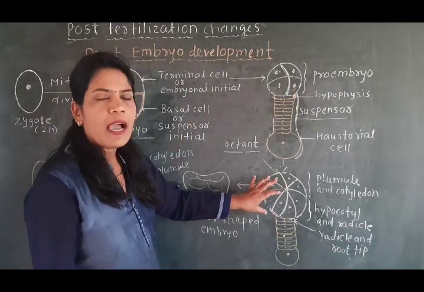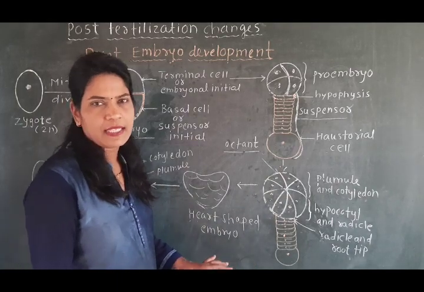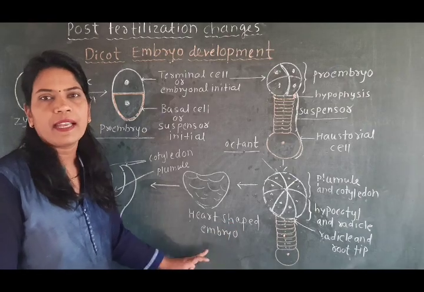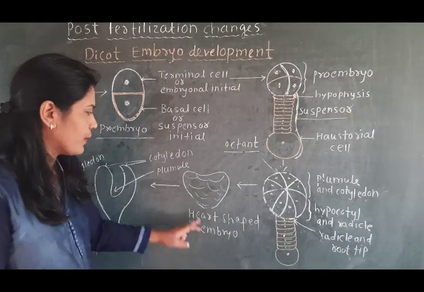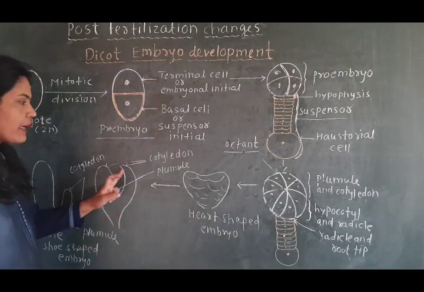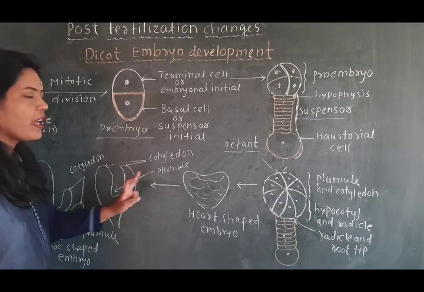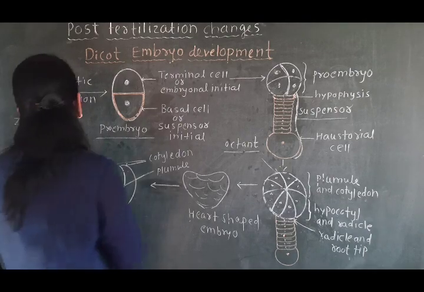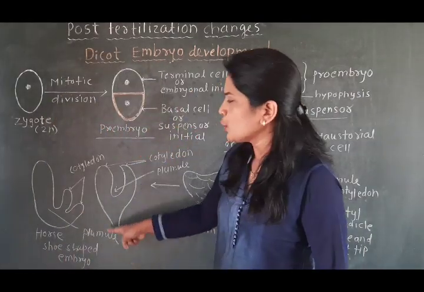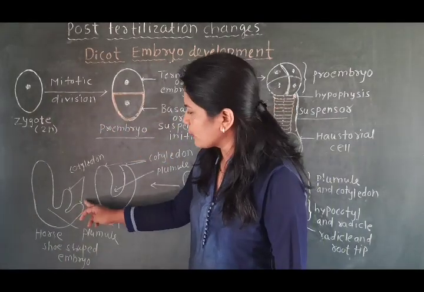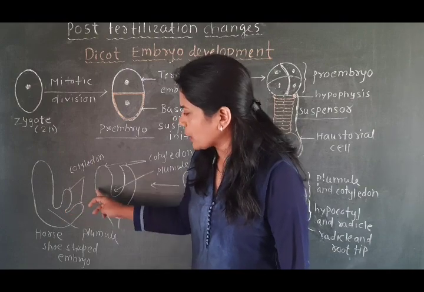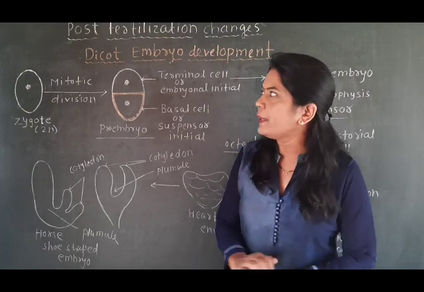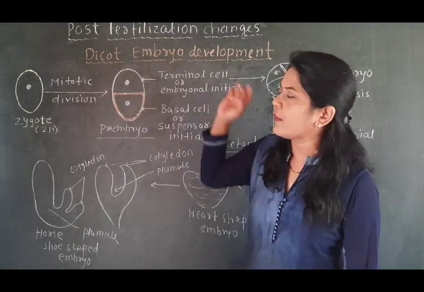This embryo again undergoes further changes, and first it forms a heart-like structure. That's why it is called the heart-shaped embryo. Then it forms two lateral cotyledons and the terminal plumule part, and finally this embryo forms the horseshoe-shaped structure. Here also we can see the two cotyledons and the plumule part. Thus we have completed the dicot embryo development.